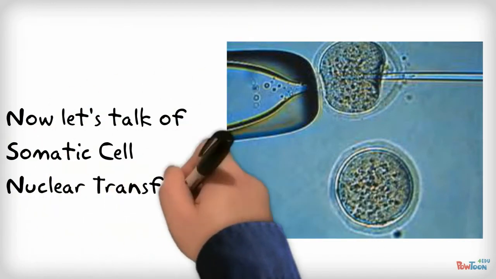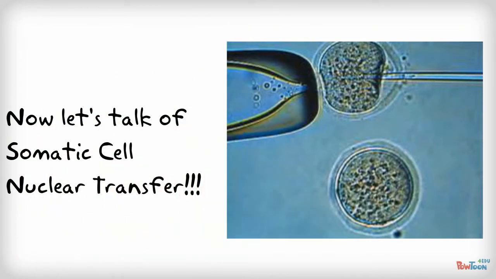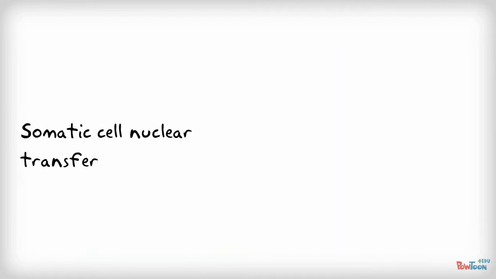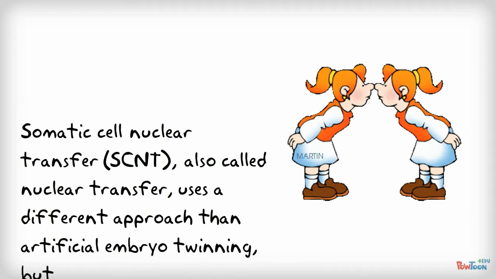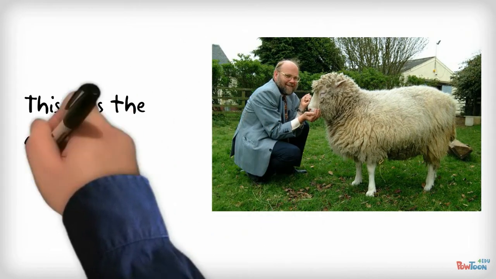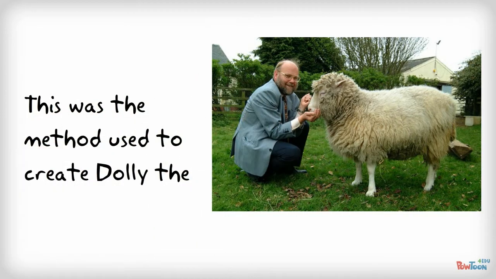Now let's talk about somatic cell nuclear transfer. Somatic cell nuclear transfer, SCNT, also called nuclear transfer, uses a different approach than artificial embryo twinning, but it produces the same result: an exact genetic copy, or clone, of an individual. This was the method used to create Dolly the sheep.